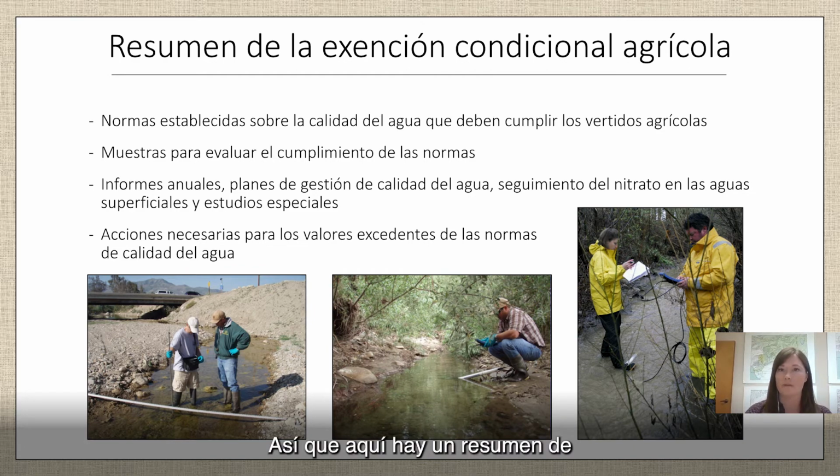So here's a very high-level overview of the conditional ag waiver requirements. The conditional ag waiver establishes water quality standards that agricultural dischargers must meet. It requires a water quality sampling program to evaluate compliance with those standards. It requires extensive reporting, including an annual compliance report, a water quality management plan that has to be revised and resubmitted for approval every 1.5 years, annual groundwater nitrate trends tracking reports, and special studies when they're required. And lastly, but most importantly, the conditional waiver outlines the actions that landowners and growers must take when a water quality standard is exceeded in their area.